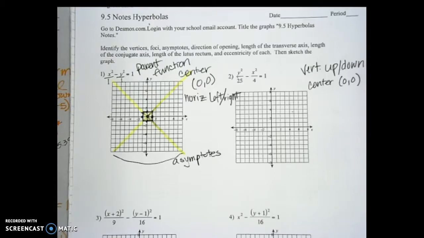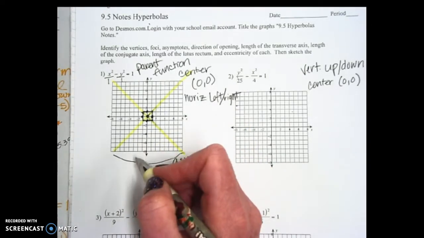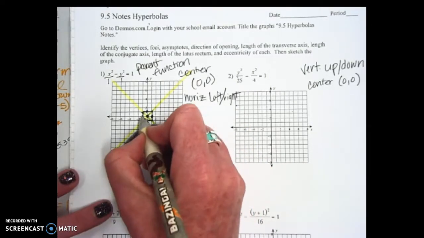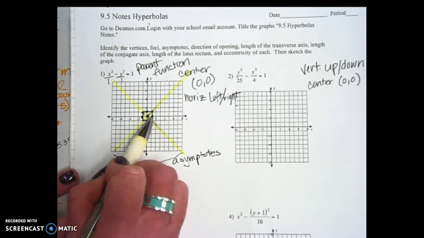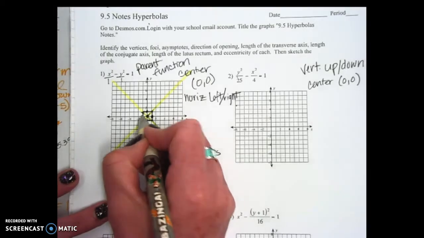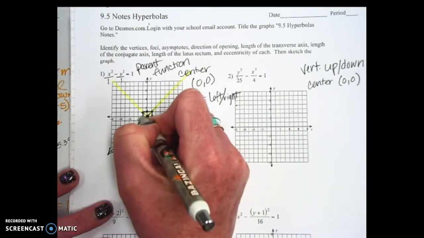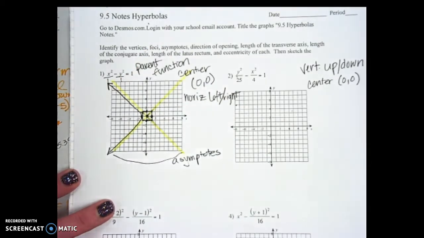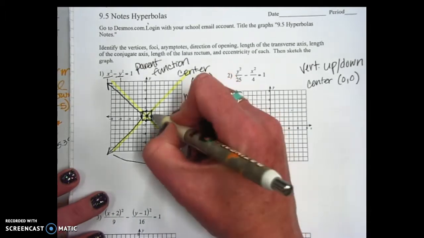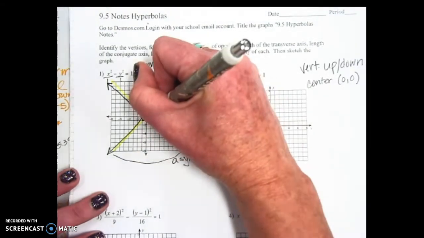Once you have your asymptotes and you know it's going to open left and right, you can sketch in your hyperbolas. So the hyperbolas are going to have a vertex right at that point, and they're going to get super close to your asymptotes. And that's the left side of your hyperbola. And you're going to do the same thing on the right side of the hyperbola.